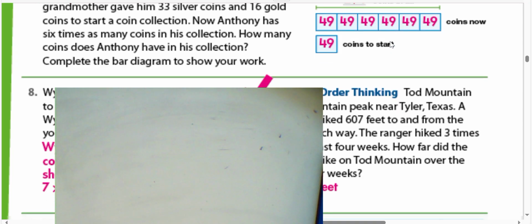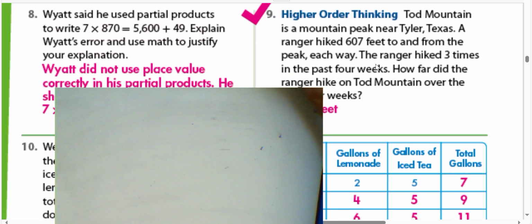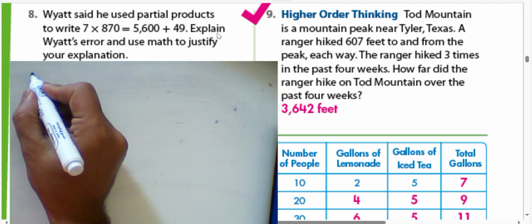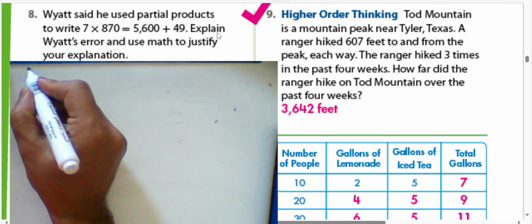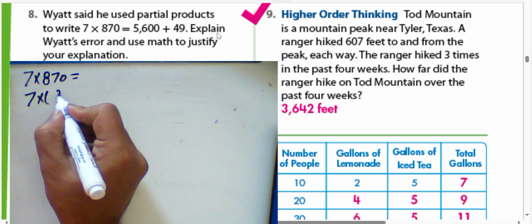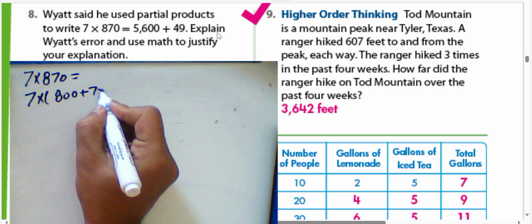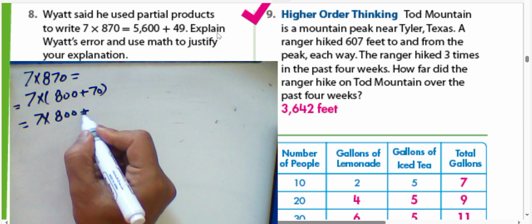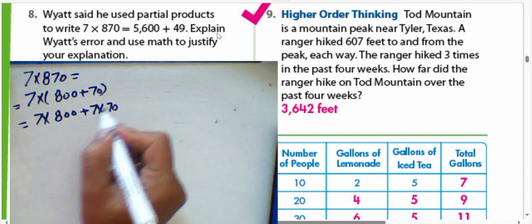Okay, next question. Wyatt said he used partial products: 7 times 870 equals 5600 plus 49. Explain. We can use the distributive property here. 7 times 870. We can write 7 times 800 plus 70. Write 7 times 800 plus 7 times 70.